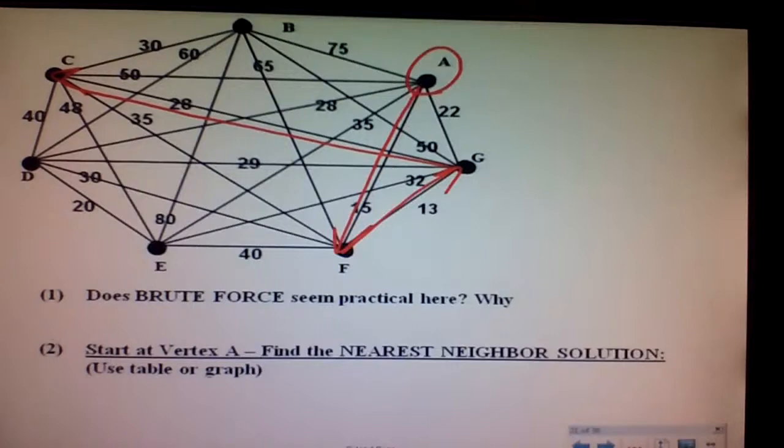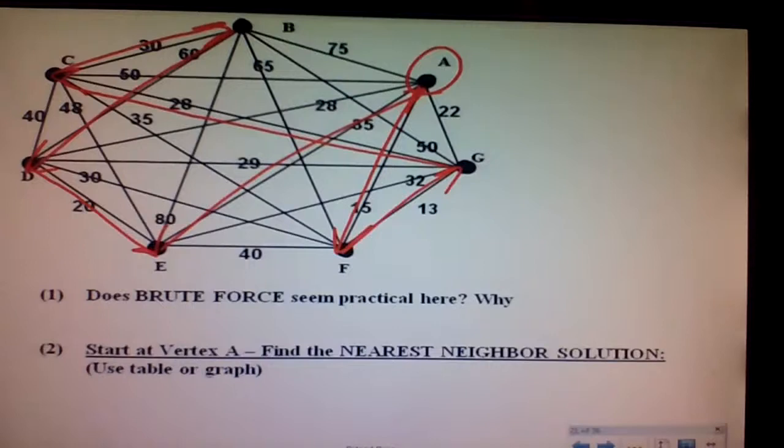But visually, I can see that I haven't gone to D yet, I haven't gone to E yet, and I haven't gone to B. So now I only have to look at 40, 48, or 30. At B, I only have to look at 60 and 80. I know I have to go here, and I have to go here. It's going to give you the same answer either way.